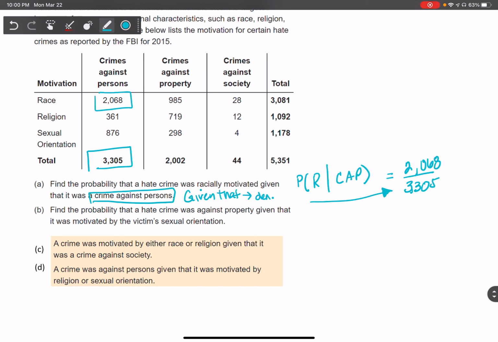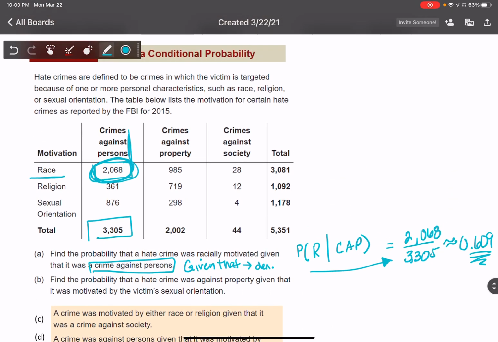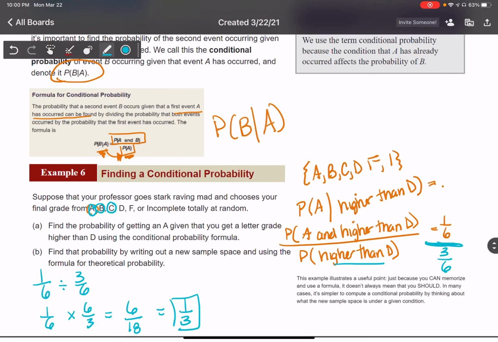Oh, yeah, that's right. P of A and B will be racially motivated and a crime against persons. Okay, race and crime against persons. Okay, so we can divide those to come out with a nice clean decimal, 0.609.